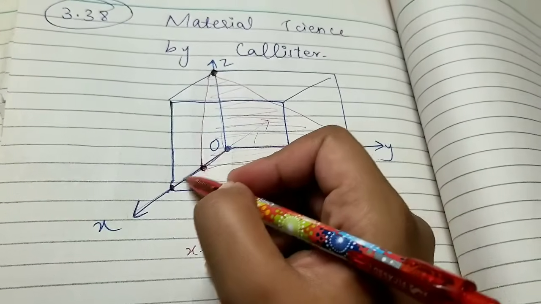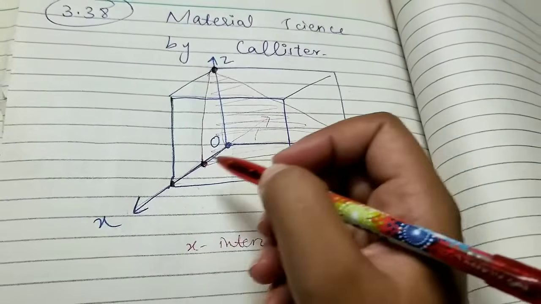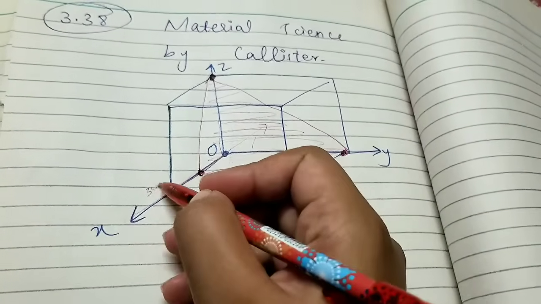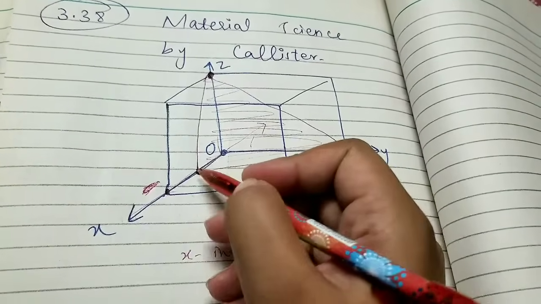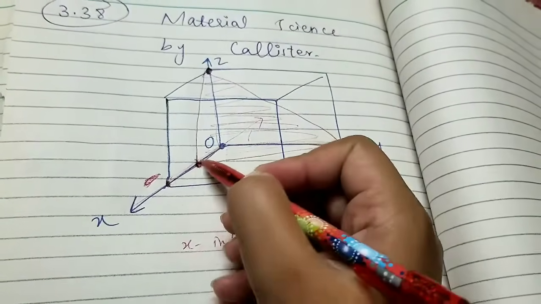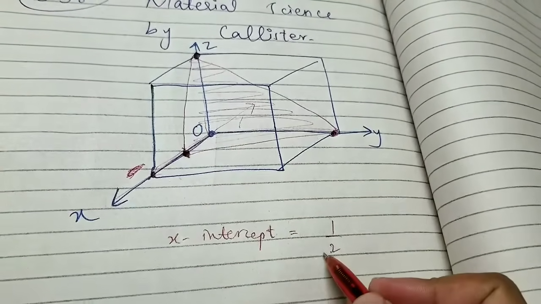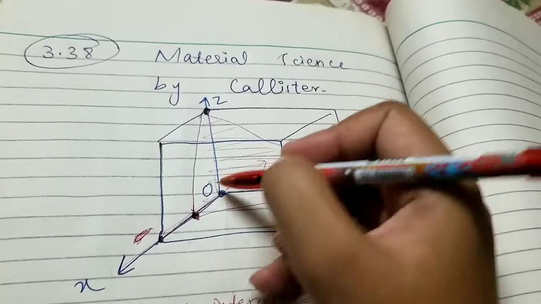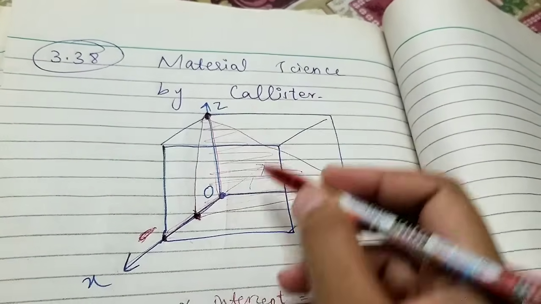Now the dimensions of the unit cell don't matter here, because we are taking fractions. So if the total length is 3 centimeters or anything like that, that doesn't matter. The only thing that matters is the fraction, and it is half the full length. This is the full length, this is lying at the halfway, so that is why I took half as the x-intercept. And the next one is this one, the y direction.